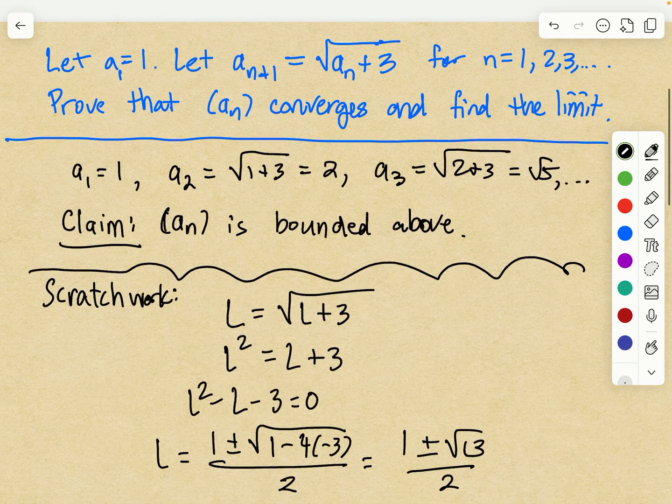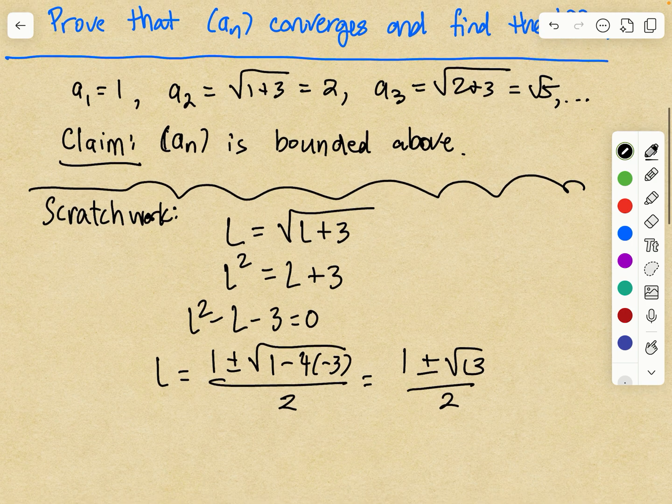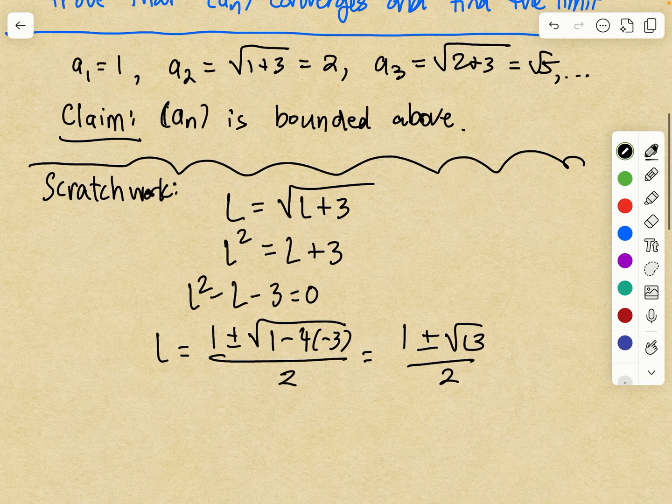Now, what do we know about these numbers? 1 minus the square root of 13 over 2 is negative. Are any of the a_i's negative? No, they're all non-negative because the first one is positive, and then the a_i's for i greater than 1 are the square root of something, and the square root is going to be non-negative. And so we suspect that the limit is actually going to be 1 plus root 13 over 2. So we suspect that you have this first number a1, which is 1, a2 is 2, a3 is root 5, and then the numbers are approaching L, which is 1 plus root 13 over 2.